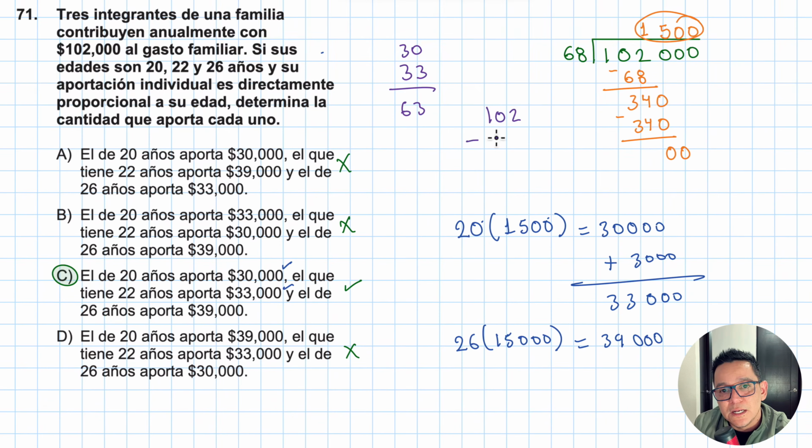I'm going to subtract 63. Why? To see how much I have left, right? This becomes 12 minus 3, that's 9. All of this becomes 9 minus 6, that's 3. As you can see, I'm getting 39. So that means the one who is 26 years old has to contribute 39,000, right? Perfect. So let's move on.